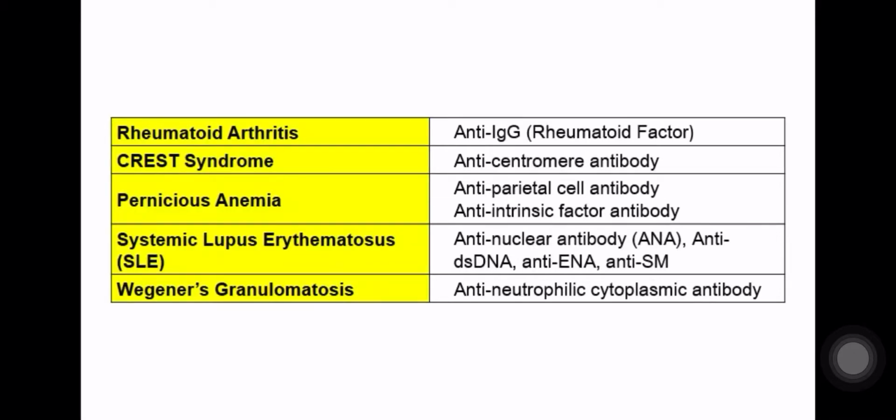We also have rheumatoid arthritis. We have anti-IgG, or we call that rheumatoid factor. For CREST syndrome, we have anti-centromere antibody. Now for pernicious anemia, we have the anti-intrinsic factor antibody. For SLE, we have the anti-nuclear antibody, or ANA, and anti-double-stranded DNA and anti-Smith. For Wegener's granulomatosis, remember ANCA, anti-neutrophilic cytoplasmic antibody.